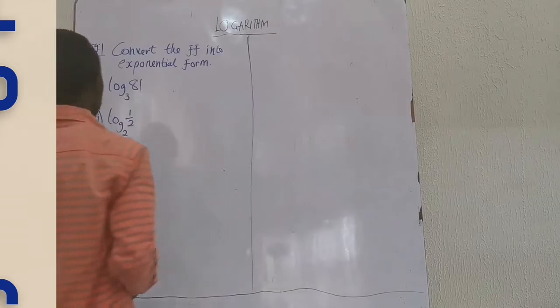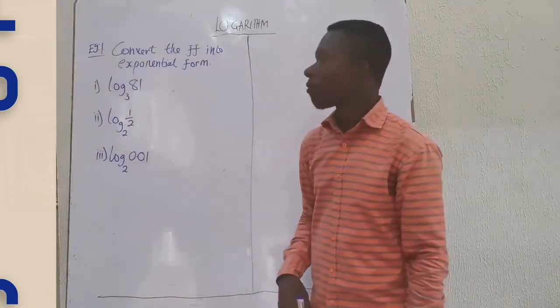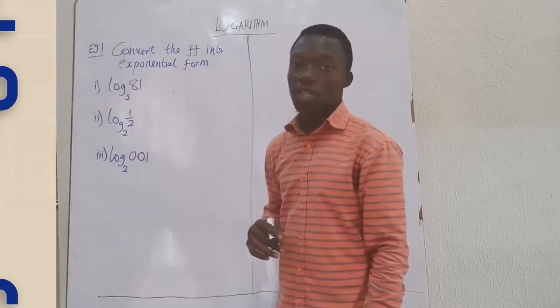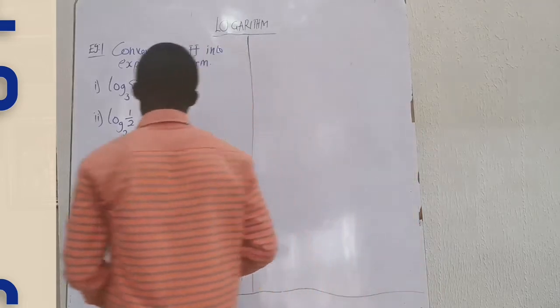So we are asked to convert the following into an exponential form. They are in logarithm form, so we are asked to convert into an exponential form. So how do you engage in that? So let's see how we go through in that case.